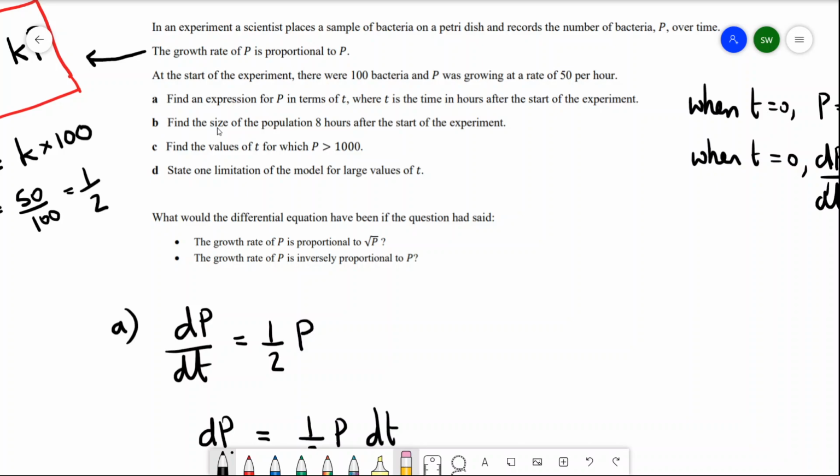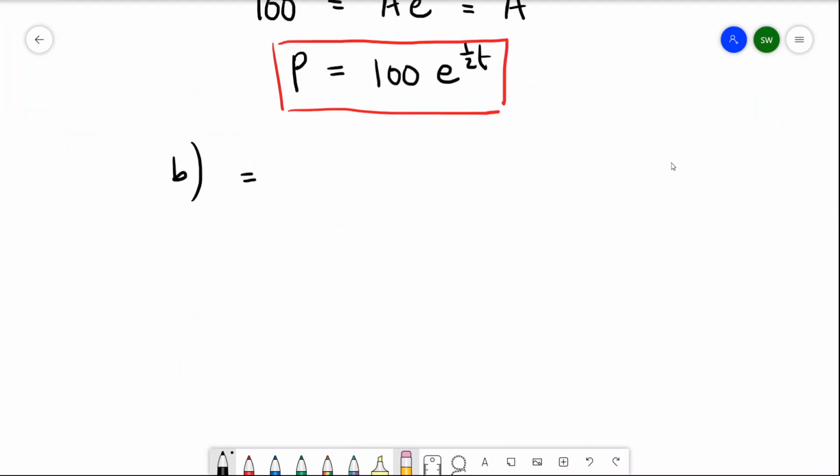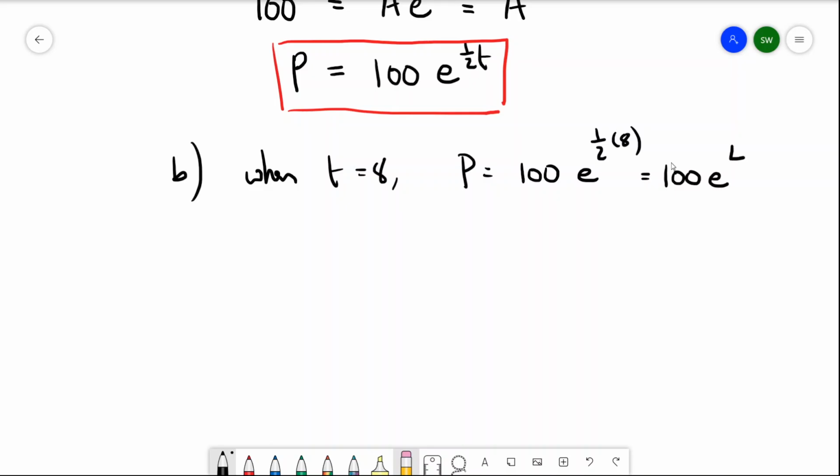So in part B, we want to find the size of the population 8 hours after the start of the experiment. So 8 hours after the start of the experiment, we know that that is when t equals 8. So all we need to do is sub in t equals 8 into this expression. So when t equals 8, p equals 100 e to the half times 8. So we're going to have 100 e to the power of 4.